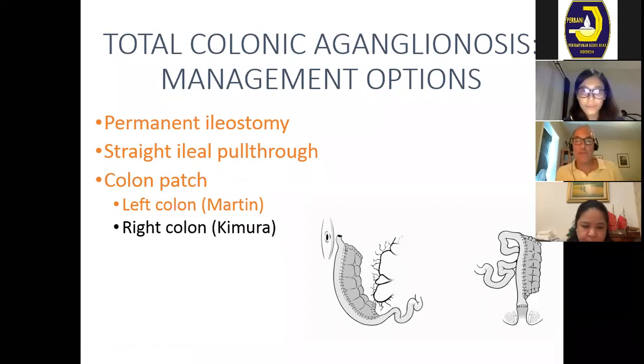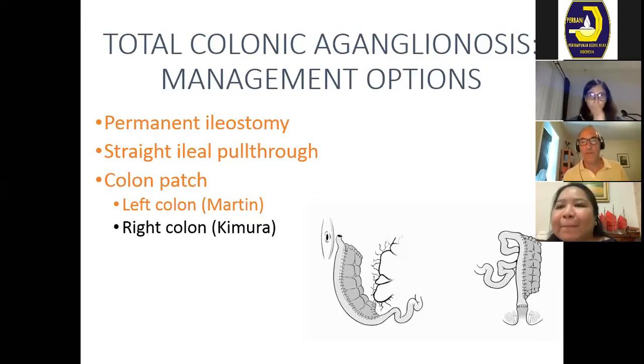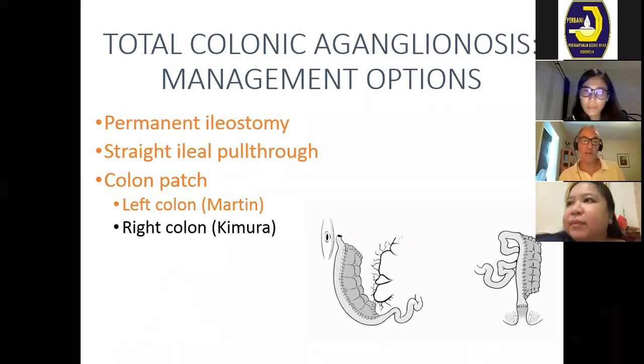The problem with both of these operations is that the kids do pretty well at the beginning, but over time, that aganglionic colon just gets more and more dilated, and they end up with a lot of bacterial overgrowth and a lot of chronic enterocolitis. And most of these kids have required a revisional operation later on to remove that colon patch. Even Dr. Martin, before he died, agreed that the Martin operation long-term was not a very good operation.